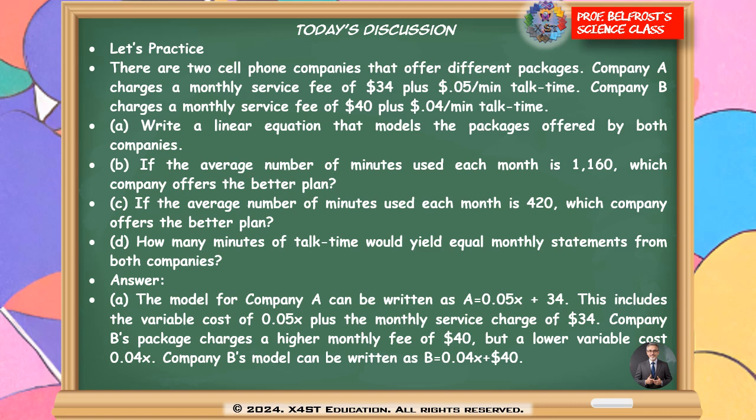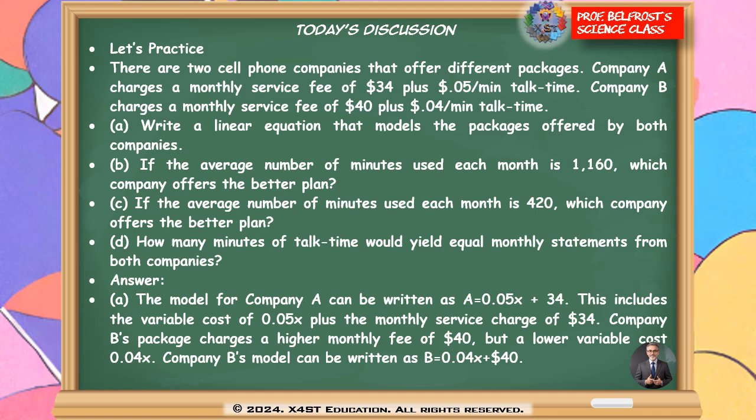The second point is, if the average number of minutes used each month is 1,160 minutes, which company offers the better plan? The third point is, if the average number of minutes used each month is 430, then which company offers the better plan? And the fourth point is, how many minutes of talk time will yield equal monthly statements from both companies? So here's how you can solve this.